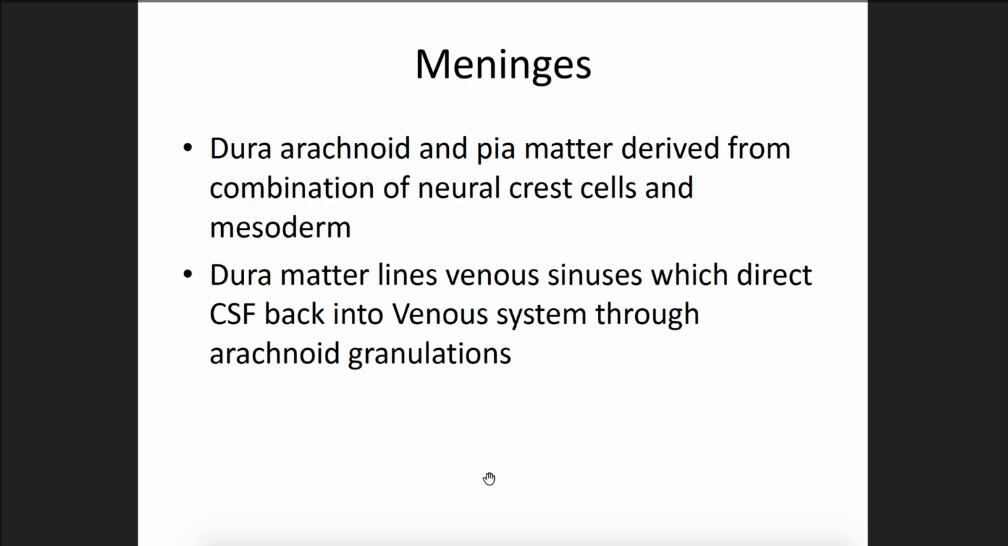Dura mater lines venous sinuses, which you all know will drain the CSF back into the venous system through arachnoid granulations. Arachnoid granulations project into the venous sinuses, which are lined by dura mater, and CSF is directed back into the venous system.